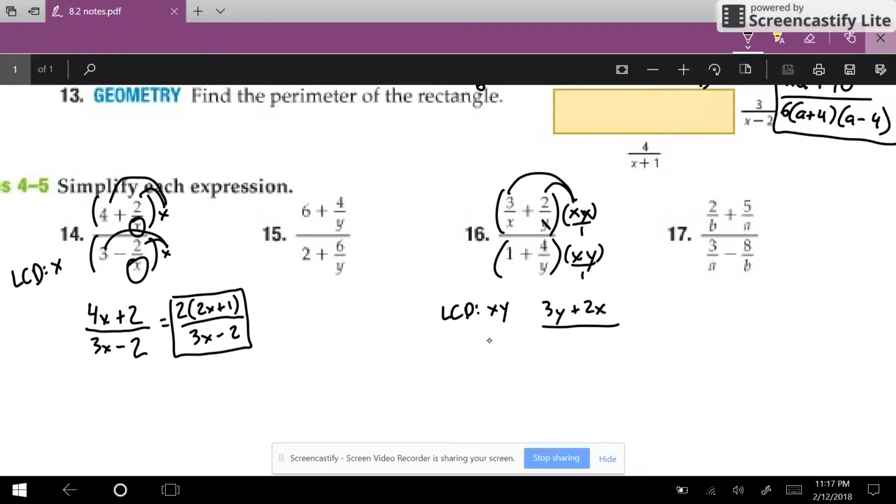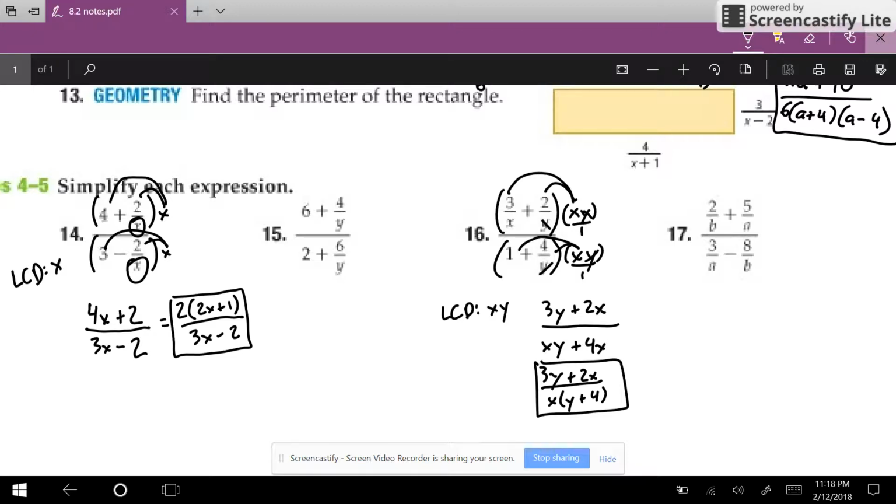Okay, in the denominator, distribute. First of all, 1 times xy is just xy. Plus, now xy times 4 over y. Here my y's will cancel, leaving me with 4x. Looks like nothing factors out of that numerator. I could factor an x out of the denominator, leaving me with y plus 4. But I don't have any common factors. Nothing cancels, so there would be my answer.